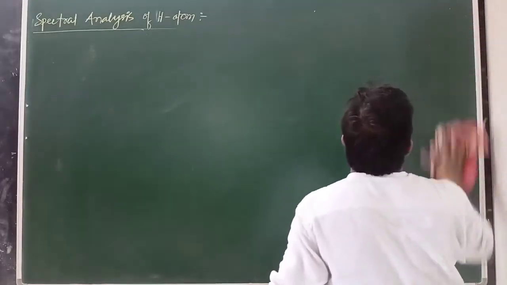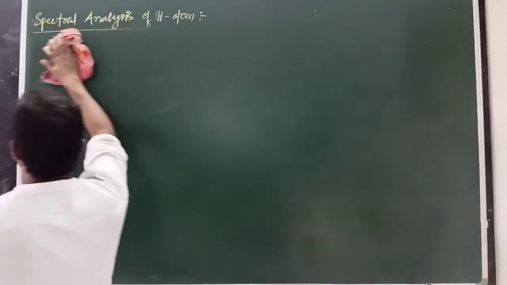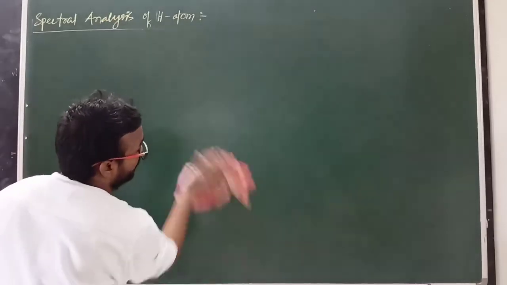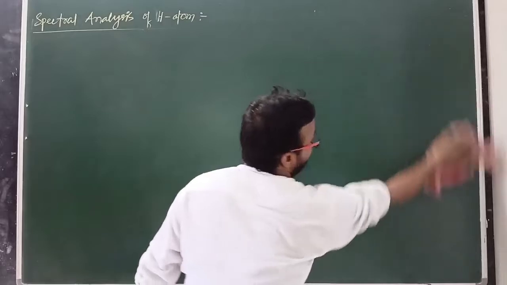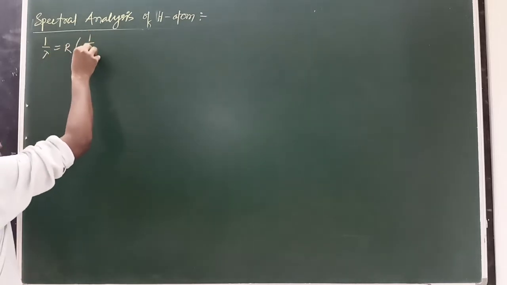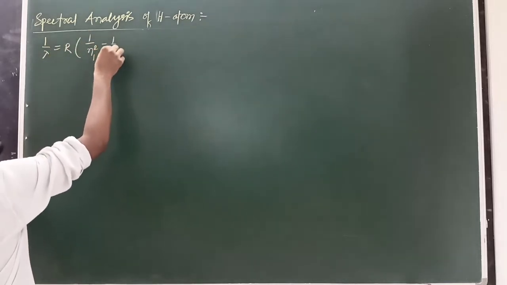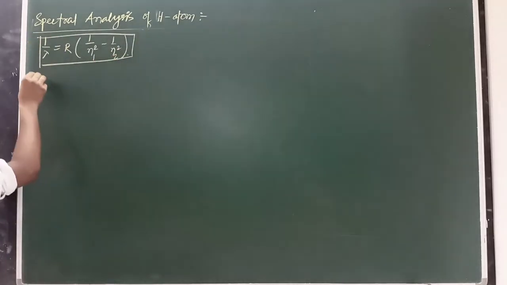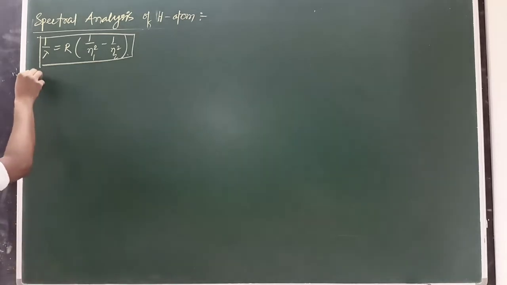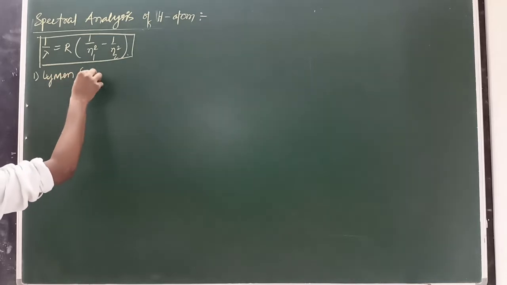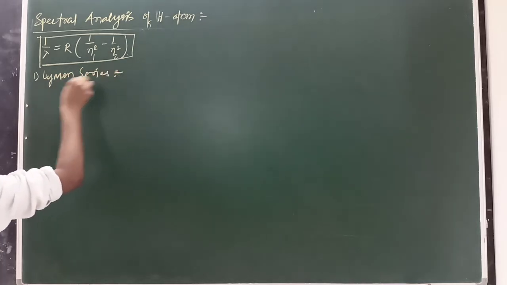Clear? So now we have to find the number of spectral lines emitted by the radiation through a prism. Now let's start the energy spectrum here. So we have the relation 1 by lambda equals R, Rydberg constant, times 1 by n1 square minus 1 by n2 square. This is the general formula. Clear? So the first series of the hydrogen spectrum, which was given by Lyman, is known as the Lyman series of hydrogen atom.